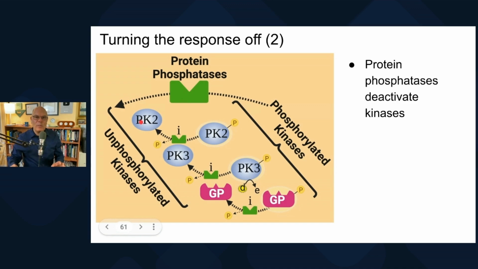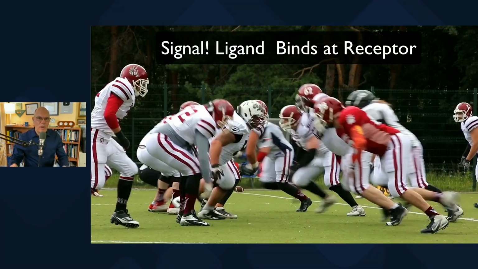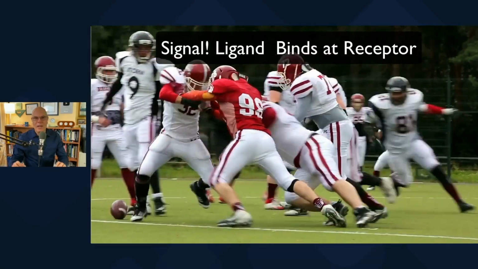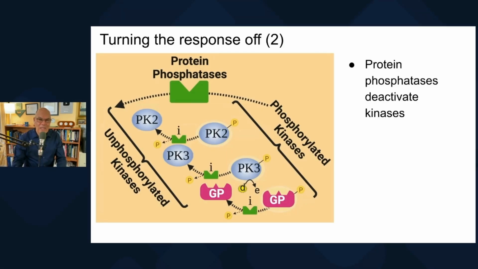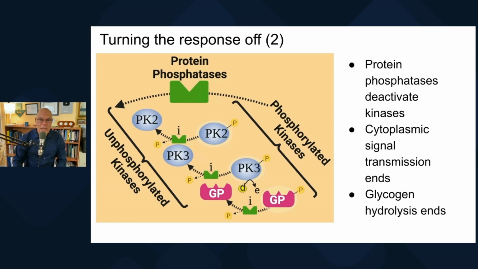So again, you have to remember that your cells are like a football team that is ready to go, waiting for the quarterback to say, hut, go. And when they do say go, then you have these phosphorylation cascades. But then the play ends and everybody goes back to the inactive waiting state. So the cell is capable of instantly turning on and turning off. And then the cytoplasmic signal transmission ends, and we're not going to make any more glucose from glycogen.